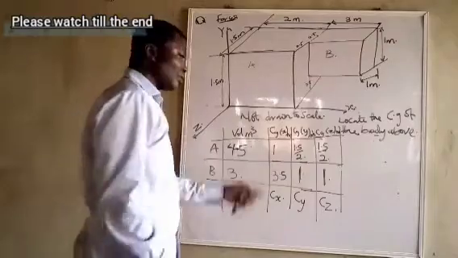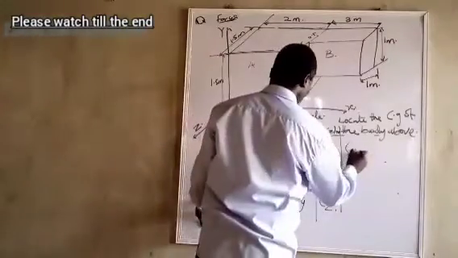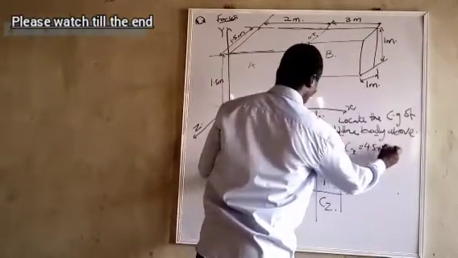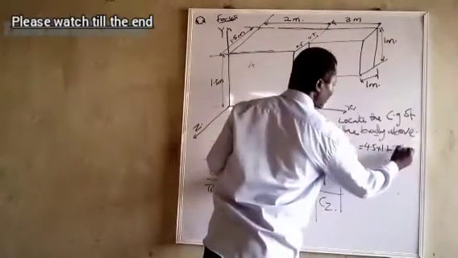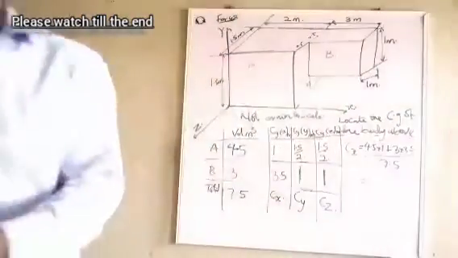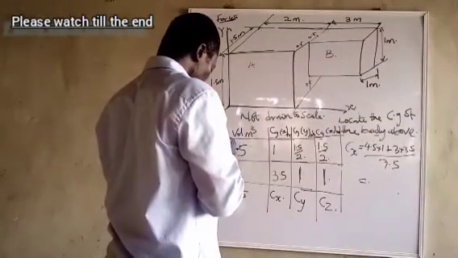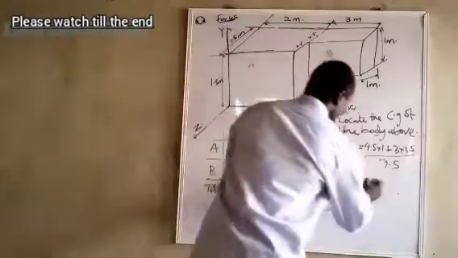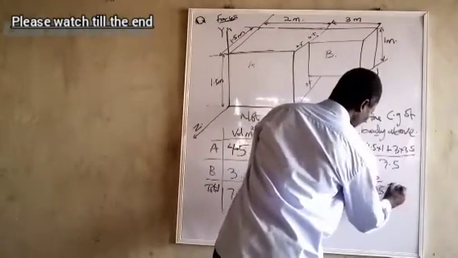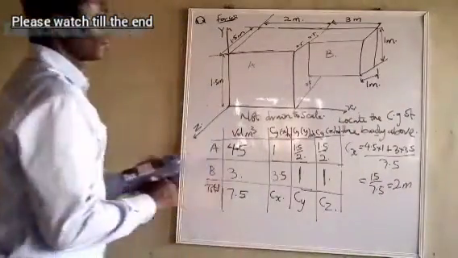How do we do that? We take the moment and then we divide by the total volume. Let's do that for x. So Cx is equal to 4.5 times 1 plus 3 times 3.5 over 7.5. So let me work that out straight. This is 15 over 7.5. That is 2 meters. So along the x-axis is 2 meters.